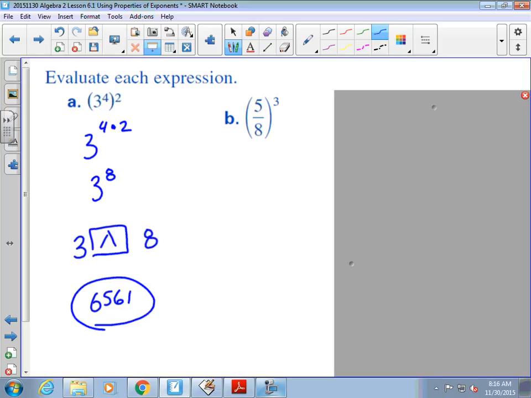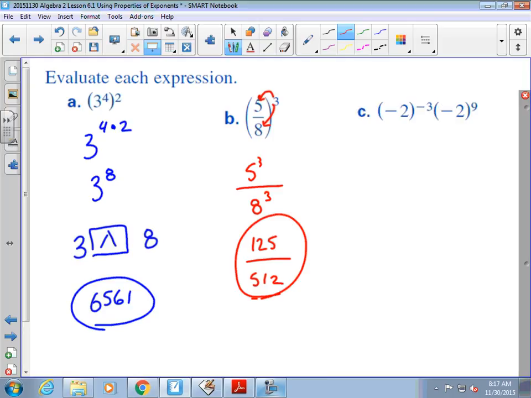Okay, we have 5 over 8 to the 3rd power. Again, to say 5 over 8 times 5 over 8 times 5 over 8 is not wrong. In fact, it's completely right. But a minute ago we said when you're raising something to a power like this, you can raise both 5 to the 3rd power and 8 to the 3rd power. This is going to make the most sense when we're doing it with algebraic expressions. 5 to the 3rd power means 5 times 5 times 5, which is 125, and 8 to the 3rd power is 512. So 125 over 512.